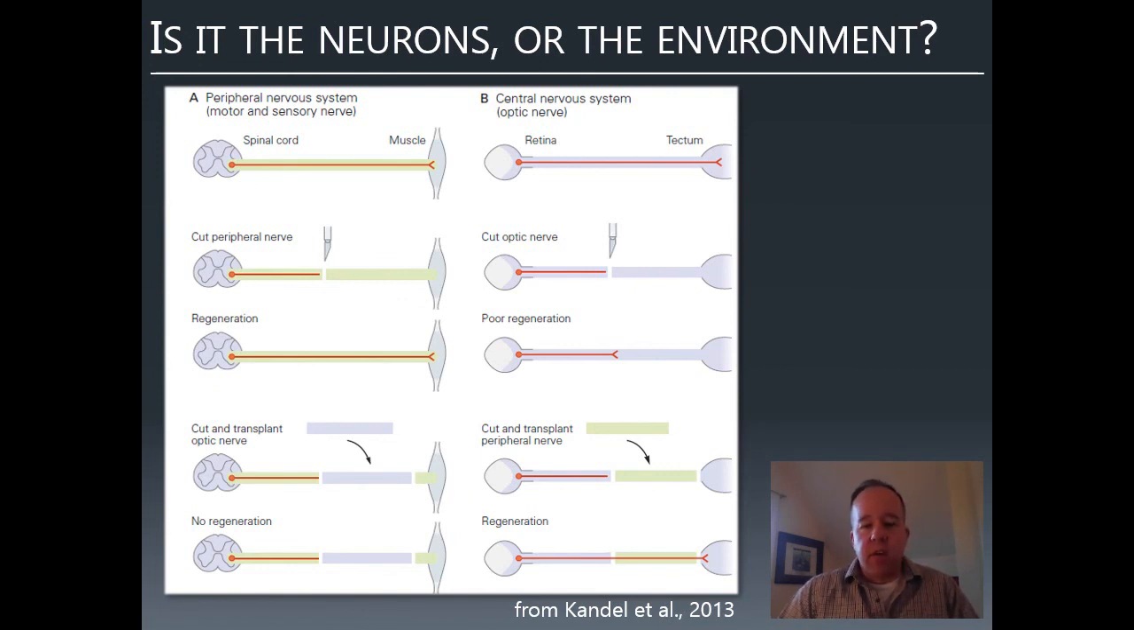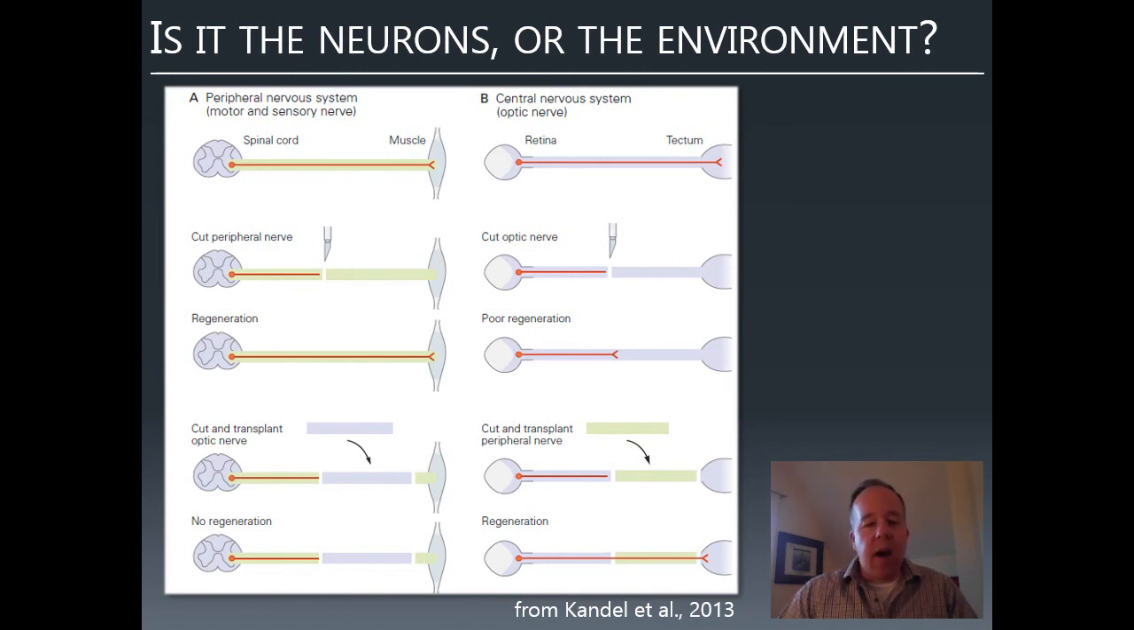So they severed the axons, and then they switched the environments. They took the myelin and the environment surrounding where the axon used to be from the peripheral and optic nerves and switched them. The optic nerve environment went to the peripheral nerve, and the peripheral nerve environment went to the optic nerve. And they waited to see which, if any, would regrow. Normally, the optic nerve doesn't regrow. But if you let that axon go through a peripheral nerve environment, including the myelin, it does.